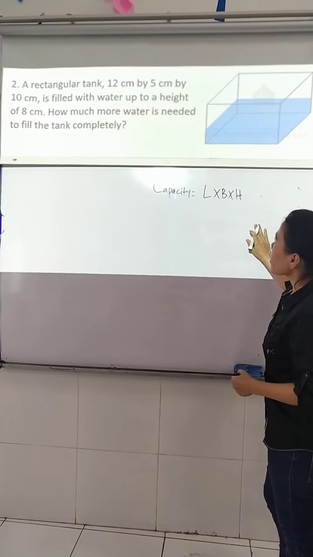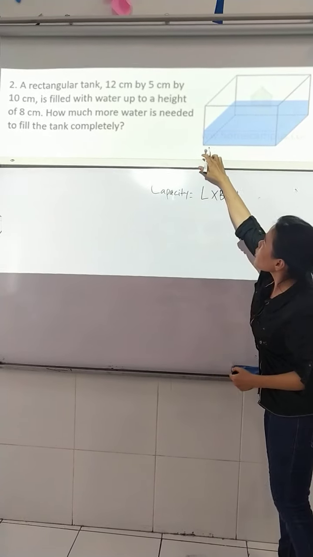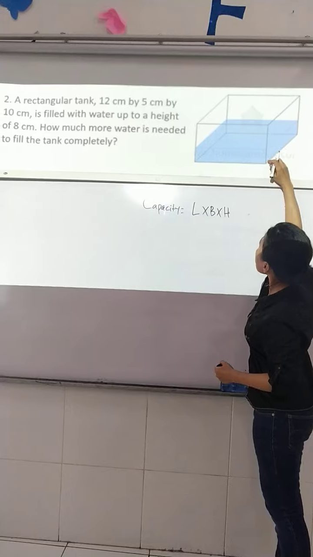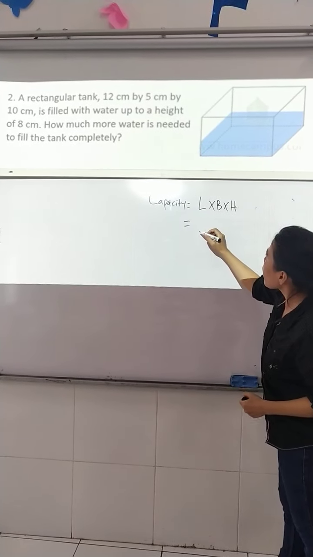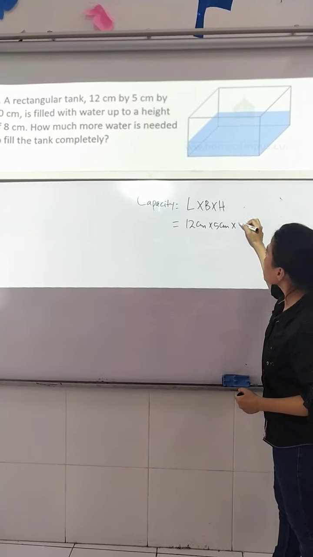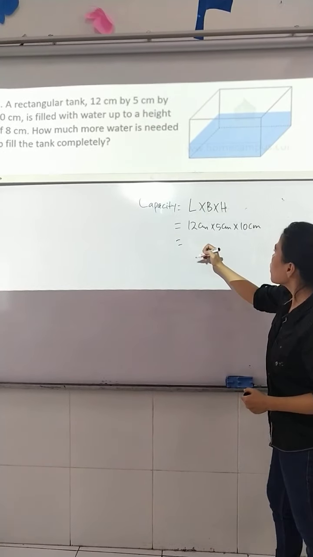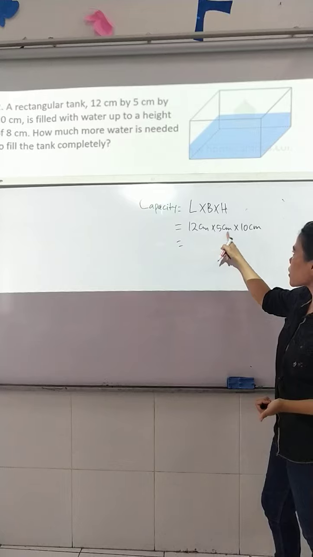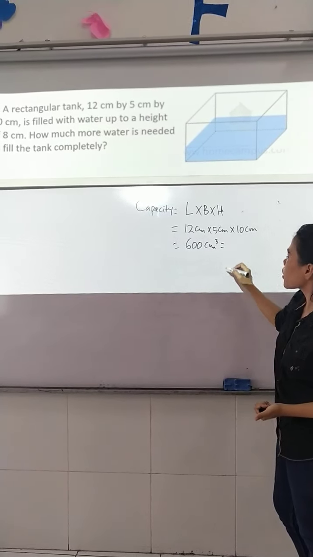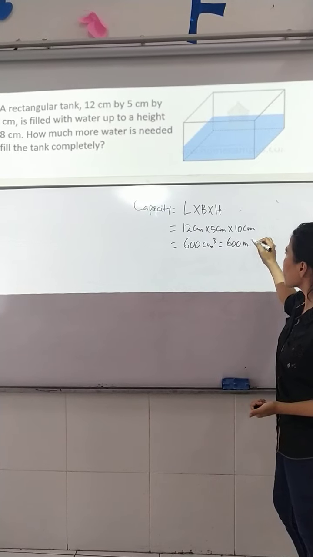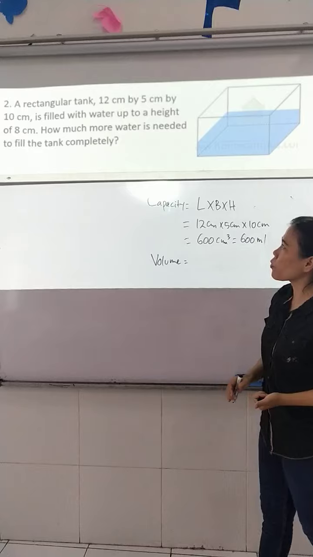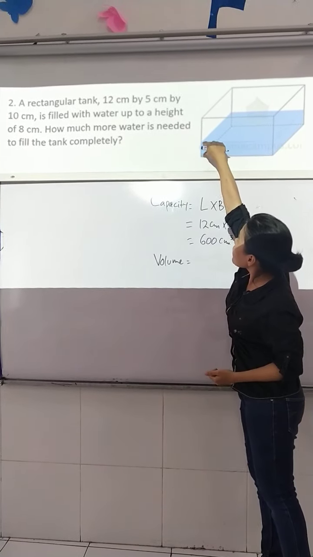Okay, the length of this container is 12 and the breadth is 5 and the height is 10. So we can find it, length 12 cm times 5 cm times 10 cm. 12 times 5 is 60, 60 times 10 is 600 cubic centimeter, which is the same as 600 milliliter. We need to find the volume, how much water. As we know, the height of the water is until 8 centimeter.